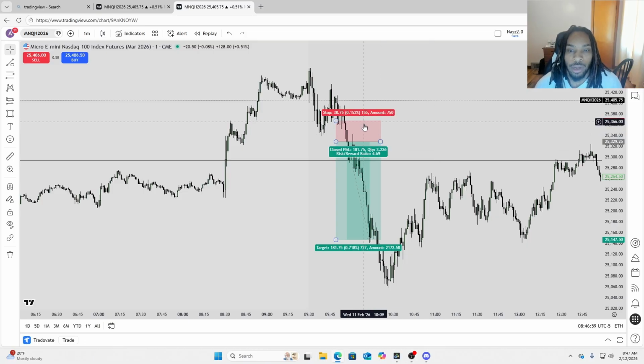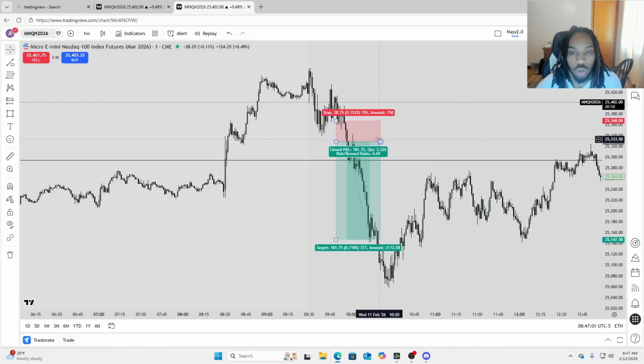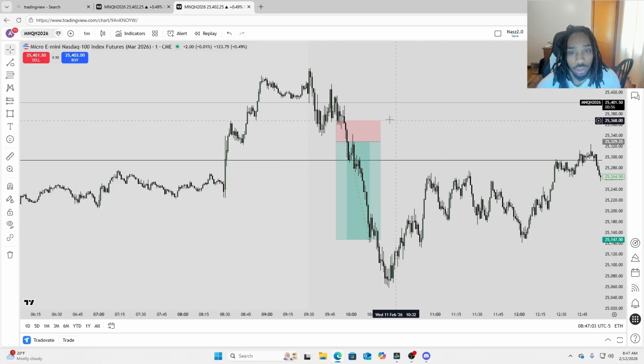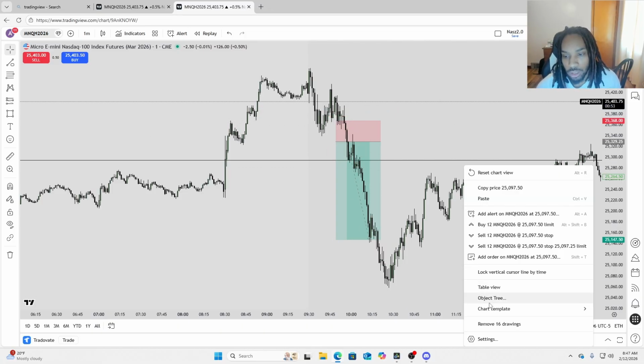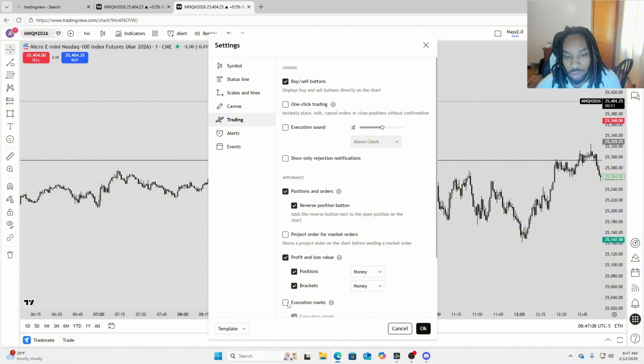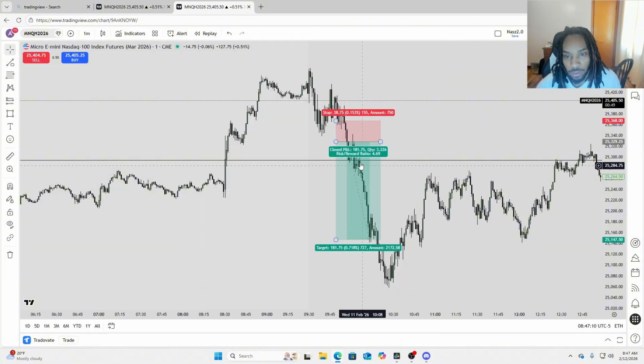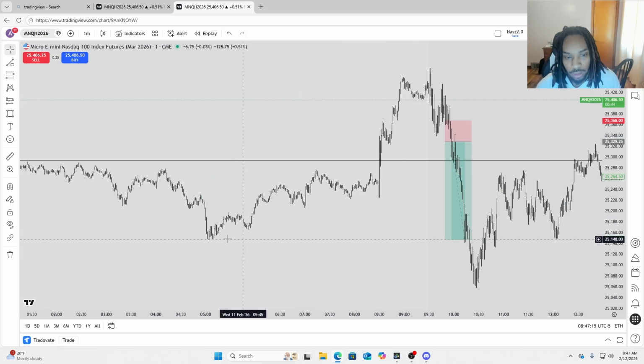I'm not going to show the live trade today because I didn't record it. I wanted to show y'all the execution, but it's also not letting me show my executions. So this is the trade that I took. I had an entry here, stop loss here, and I targeted these lows over here.